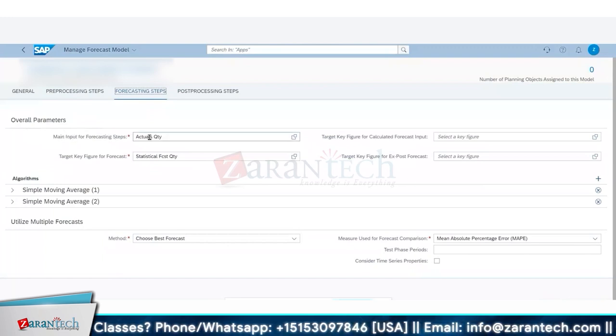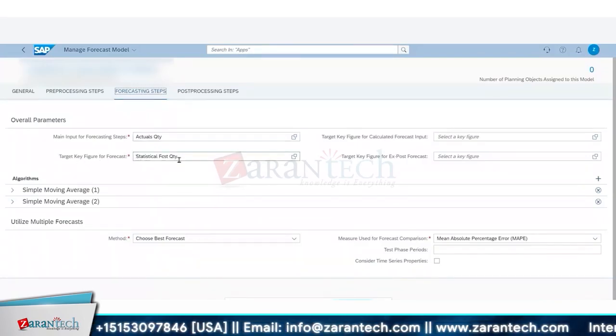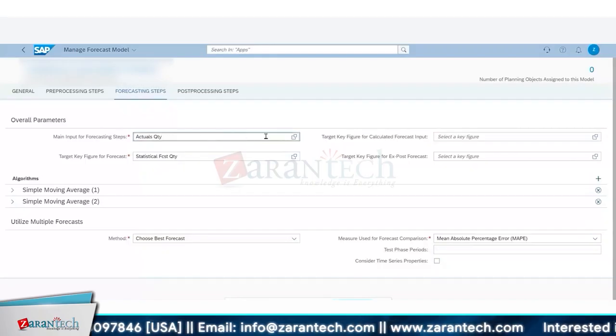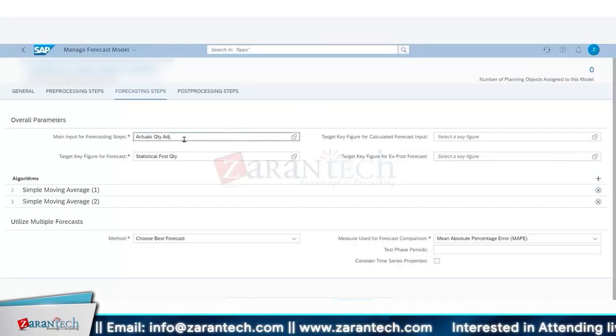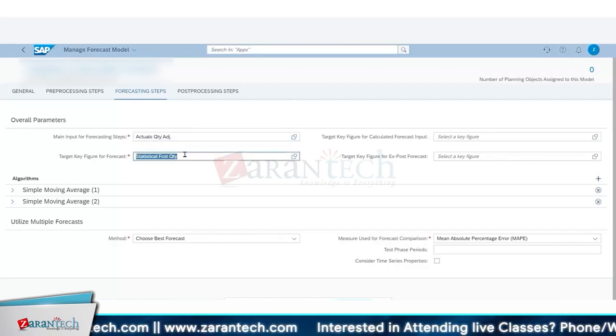The main input for the forecasting step should be actual quantity, correct? And the target figure for the forecast is statistical quantity. Or you can have actual quantity adjusted here, because you're adjusting the sales history. The output, that is the statistical forecast result, will be stored in the field called statistical forecast quantity. These are mandatory fields, so you have to fill them.